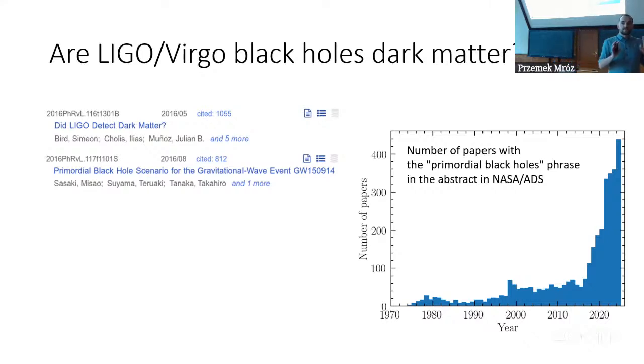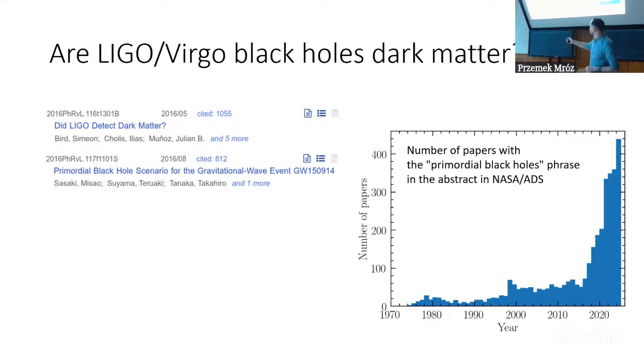Some scientists think that the black holes detected by LIGO and Virgo are really strange, and they cannot be really a result of normal astrophysical evolution of massive stars. And so some people suggested that maybe these are primordial black holes, created in the very early universe. And perhaps the black holes detected by LIGO and Virgo are dark matter. And as crazy as it may seem, some people take it seriously.